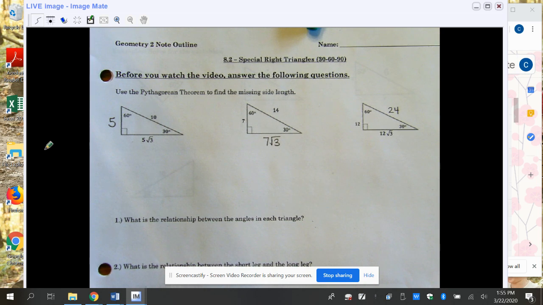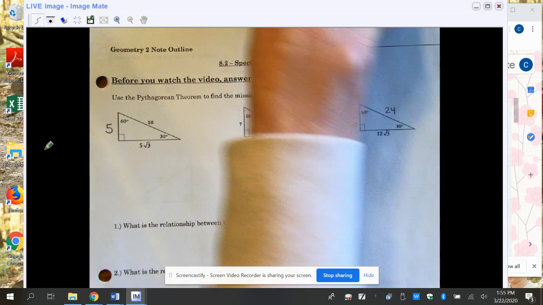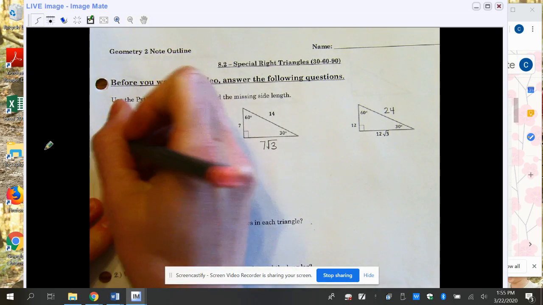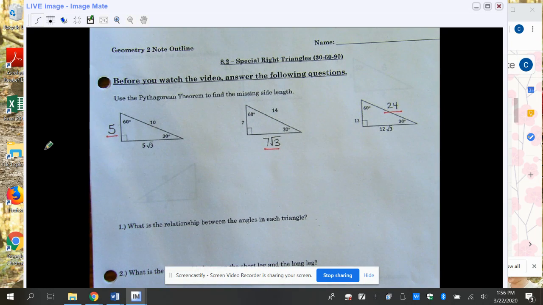All right, so today we are going to talk about our second type of special right triangle. What I wanted you to do before watching this video was to use the Pythagorean theorem to find the missing lengths in these triangles. And these are the lengths that you should have come up with. I wanted you to find one in each spot.